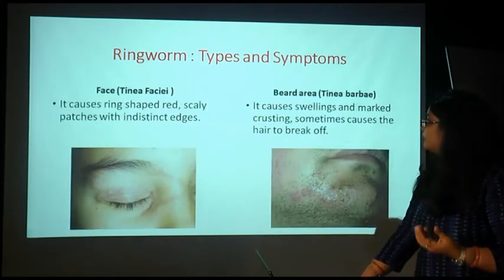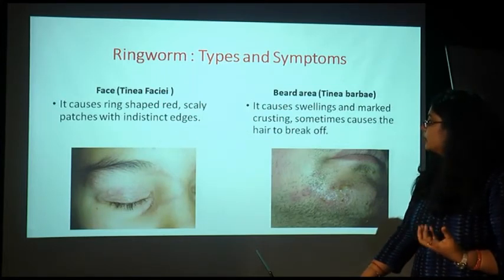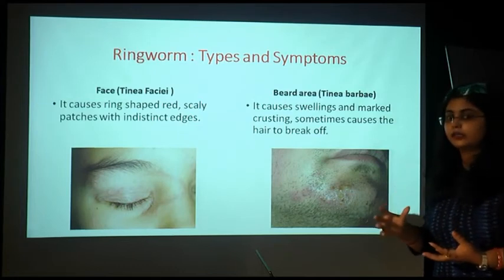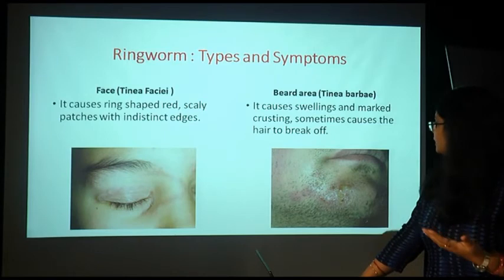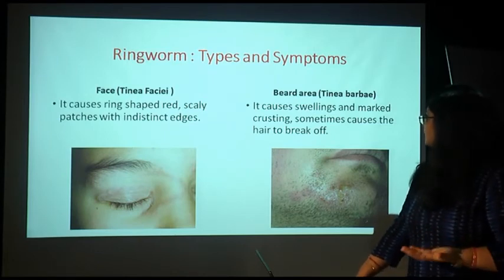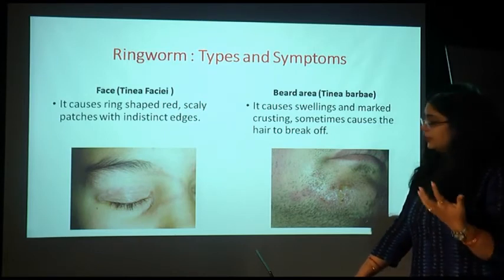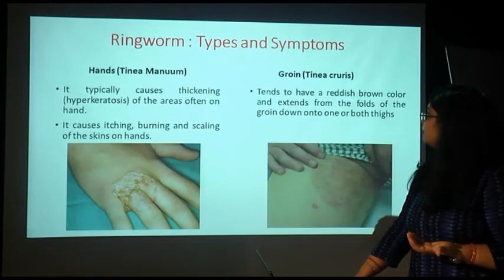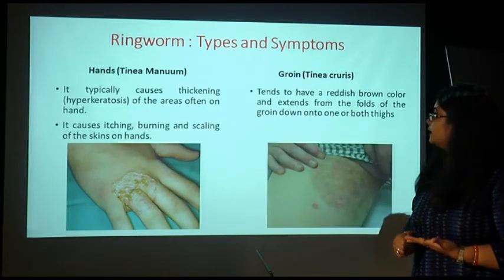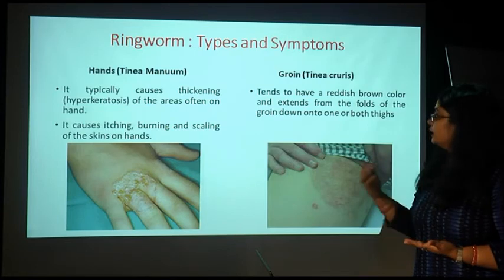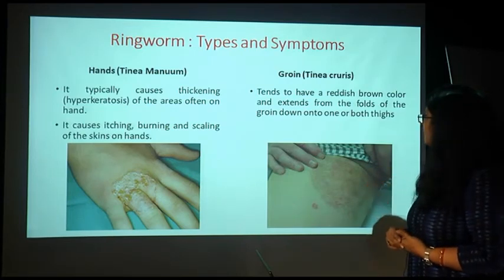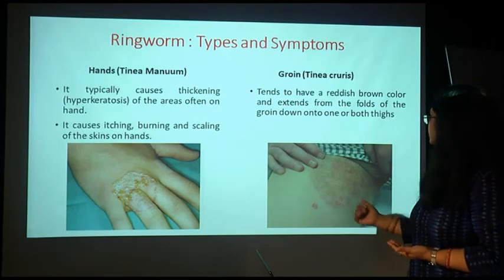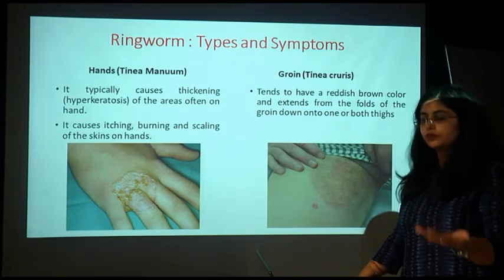It can happen on the face, where the edges are not very distinct. In the beard area, it may lead to breaking off of hair, and causes swelling and crusting. In the hands, it is referred to as tinea manuum. It leads to thickening of the keratin layer. Then it can happen in the groin region, and it can extend from the folds towards the inner thighs.